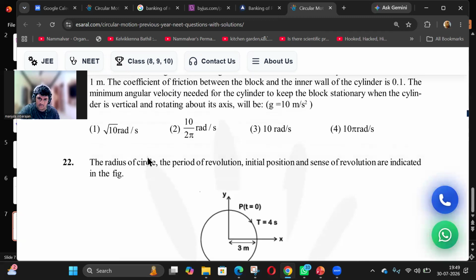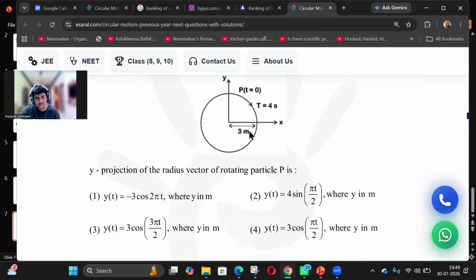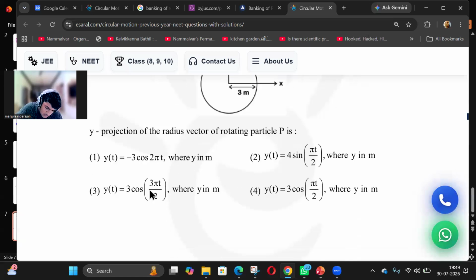Just a minute. The radius of the circle, initial position at instant 0. Initial position is not clear. P at t equal to 0. So it's the top part. Why? u sin theta. So let me assume it is here. So at t equal to 0, y is maximum, and it's positive. So it should be option 3.